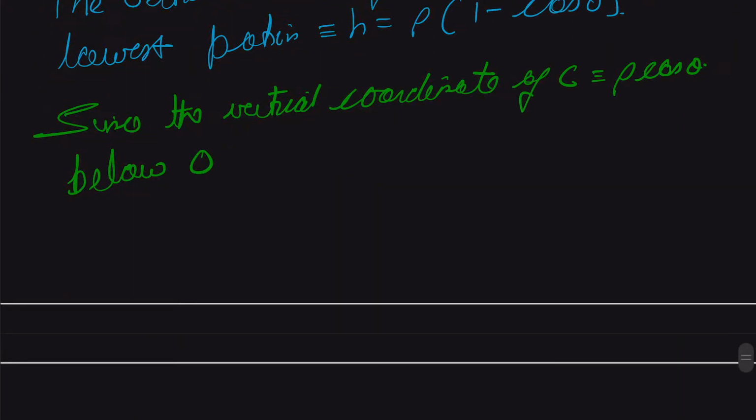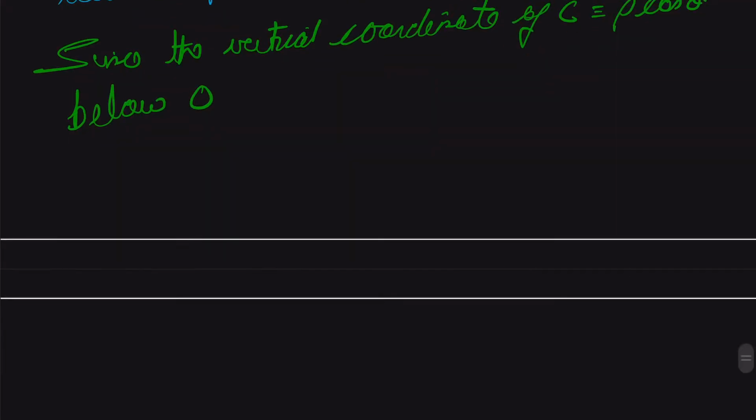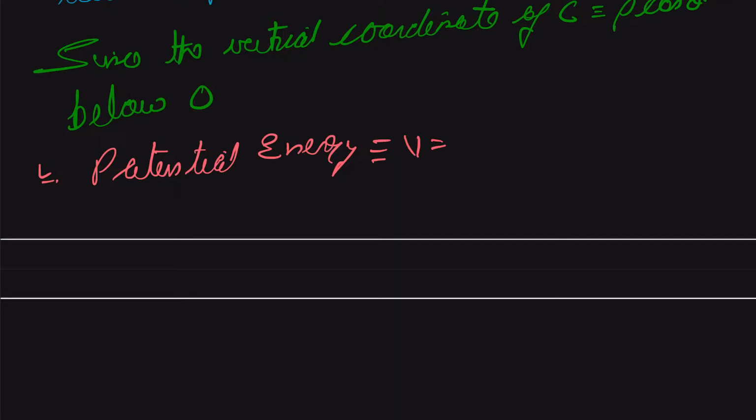So now we can find out the potential energy because we know our h. Therefore we can say that the potential energy, and let us call this as our V, will be equal to mgh, and h we already know, so we can write this as mg rho times 1 minus cos of theta.